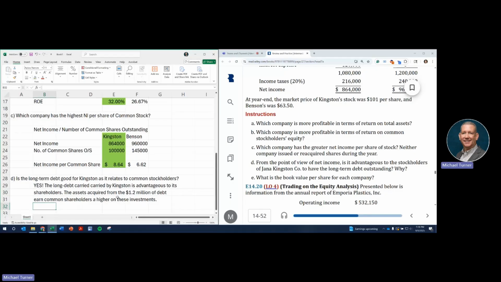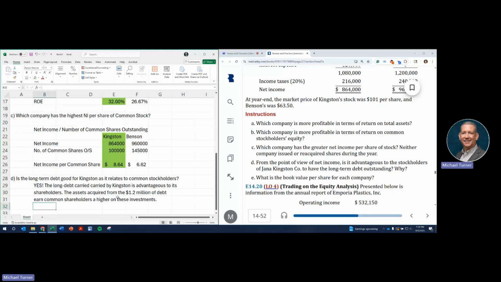So yes, from the point of view of income to Kingston, it is advantageous for the stockholders for the company to have incurred this long-term debt of $1.2 million. The assets obtained from the incurrence of this debt are earning a higher rate of return than their cost to the Kingston company. So therefore, it is advantageous.